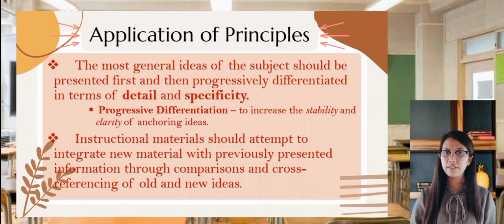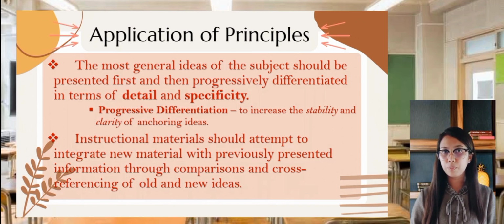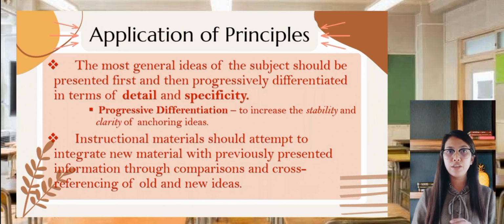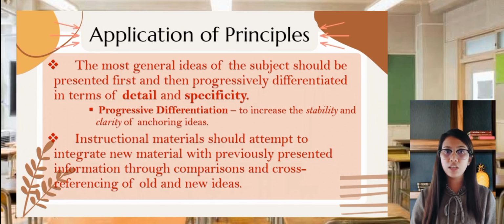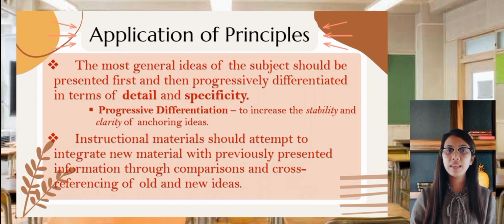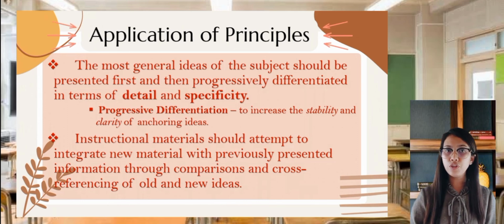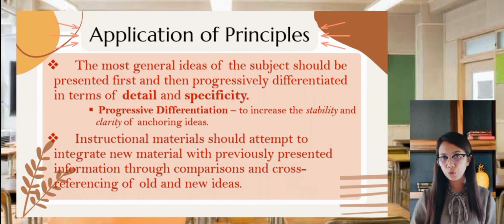The basic idea here is that if you're teaching 3 related topics A, B, and C, rather than teaching all of topic A, then B, etc., you would take a spiral approach. That is, in your first pass through the material, you would teach the big ideas in all 3 topics. Then on successive passes, you would begin to elaborate the details. The second one is that instructional materials should attempt to integrate new material with previously presented information through comparisons and cross-referencing of old and new ideas.